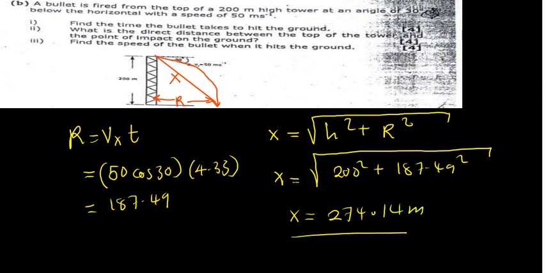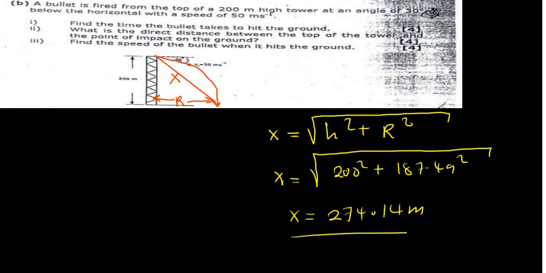The other one: find the speed of the bullet when it hits the ground. What will be the speed of the bullet when it hits the ground? To find the speed, we need to know that when the bullet hits the ground, it's going to have a speed in the x and also in the y. So this velocity is going to be broken into vy and also vx.